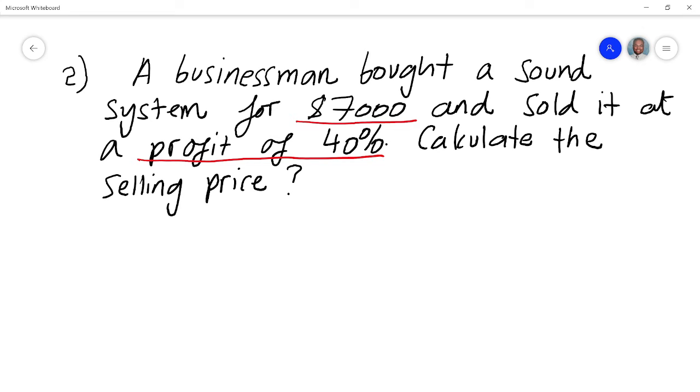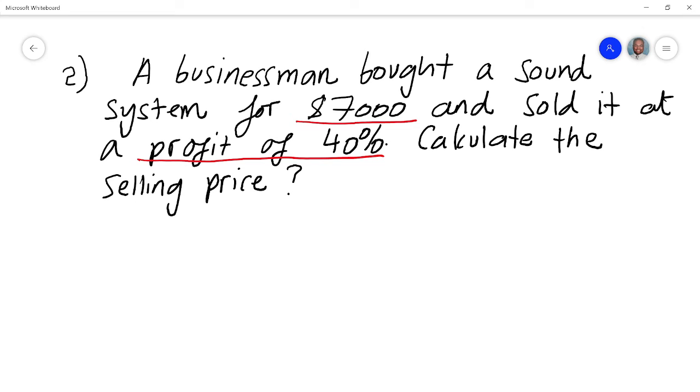Now, if you compare the previous question, you had your cost price and your selling price. You were told to find the percentage profit or loss. In this question, they've told you the percentage profit and your cost price, you need to now find out the selling price. So the question's tweaked a little bit.